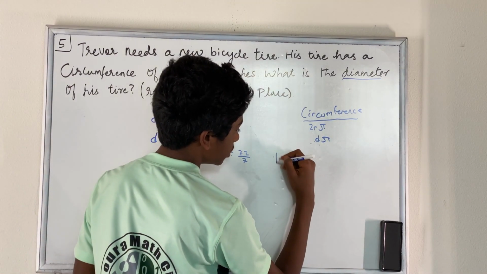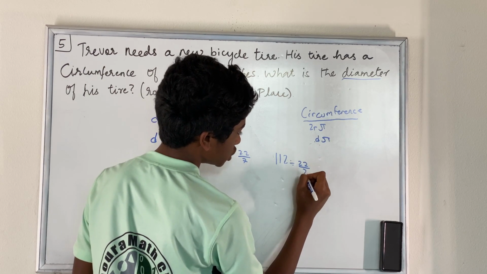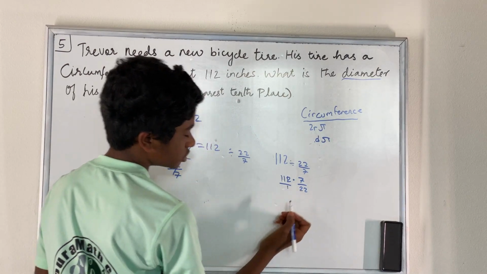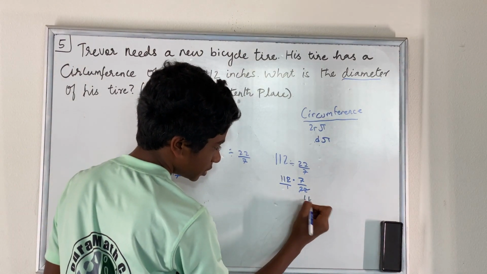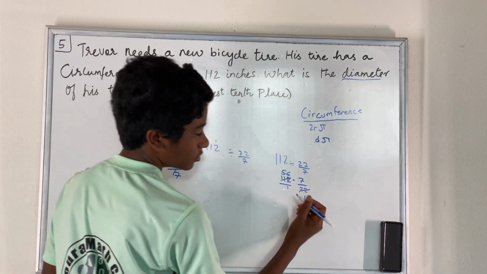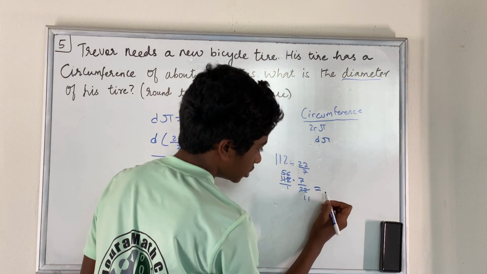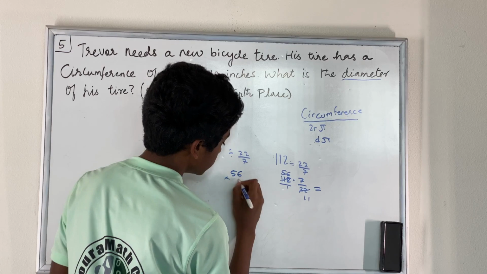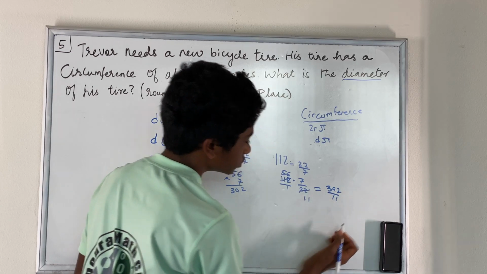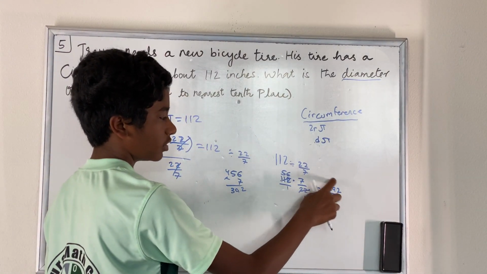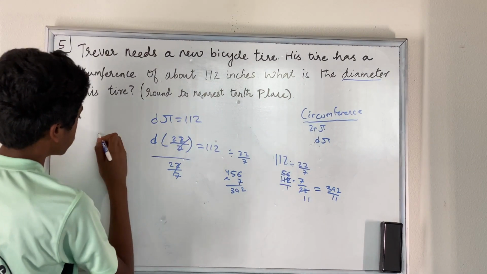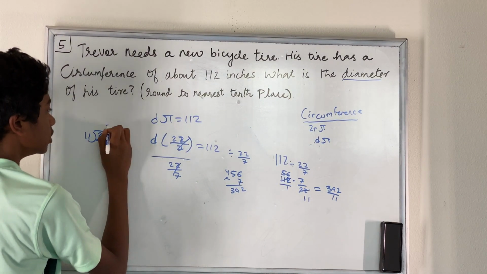Okay, so 112 divided by 22 over 7 is nothing but 112 times 7 over 22. So now let's cancel all the numbers that we can cancel. So this would become 11 and this could become 56 because they're both divisible by 2. So now 56 times 7 divided by 11. So 56 times 7 is 392 divided by 11. So now that we have our fraction, we have to make it a decimal, nearest tenth place, hence a decimal. So let's make it a decimal. 392 divided by 11, 3.